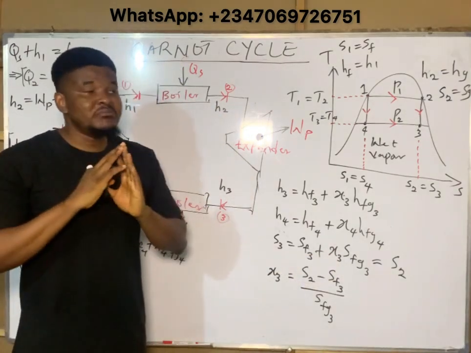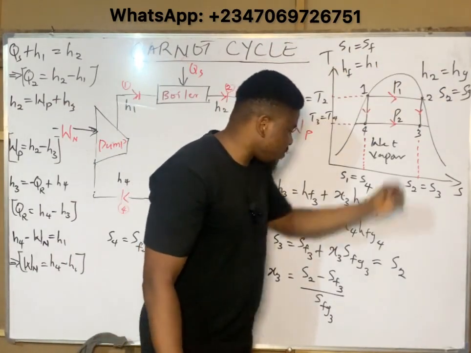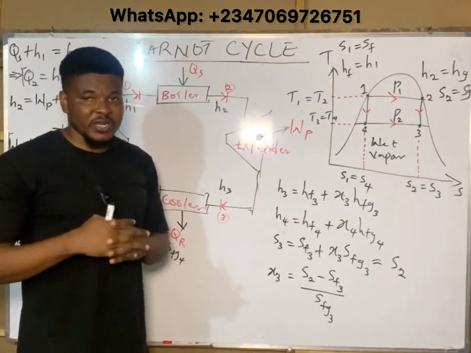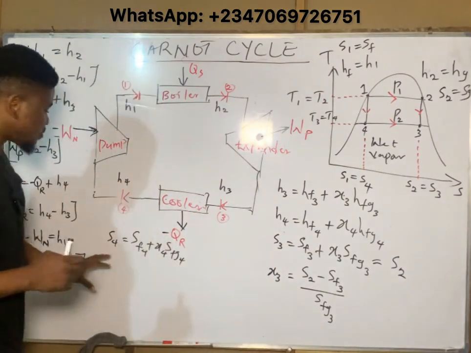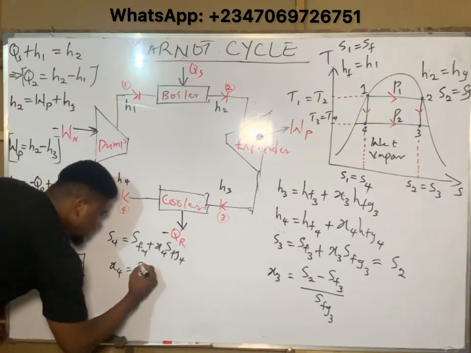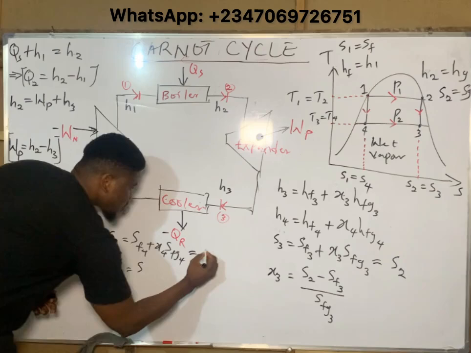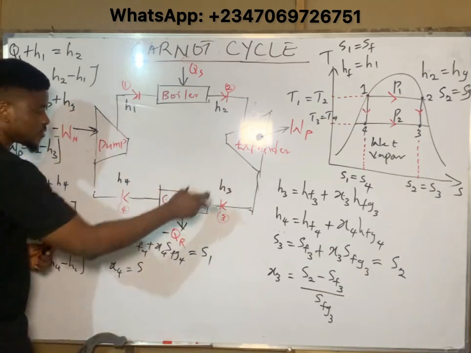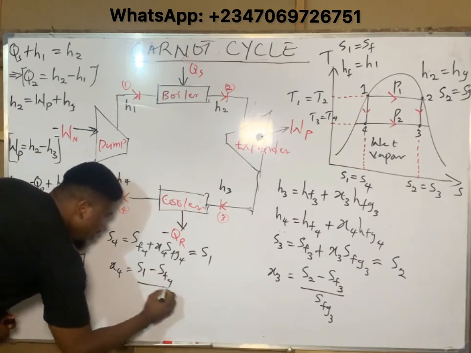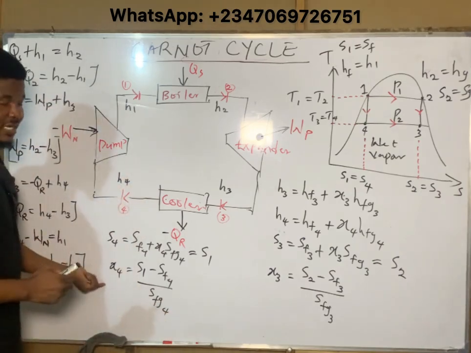The only thing that is playing a major role now is the value of the entropy, S1 and S2. Of course, S2 is different from S1, so that is now going to play a role in the dryness fraction. Once I'm able to get all of this, I will simply make my dryness fraction X4 the subject. Remember, S4 is equal to S1, the isentropic condition. So that becomes S1 minus SF4 all over SFG4, and I get my dryness fraction at state 4.